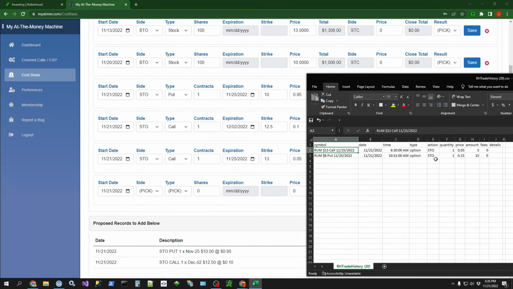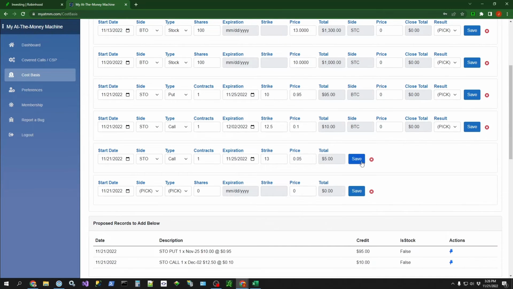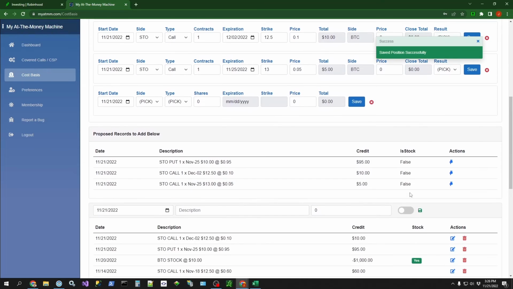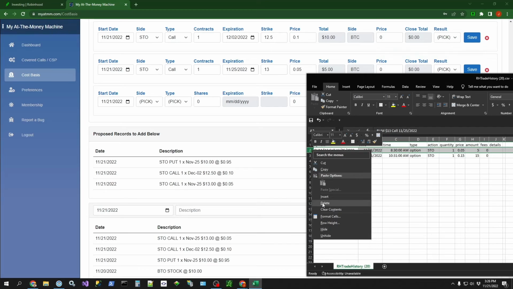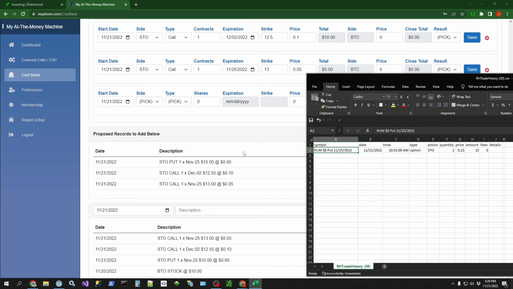Remember, Rumble or RUM only moves in nickel increments. That's why the numbers are like that and not some oddball number. That's actually kind of what made it hard to get it filled too. And I trade Rumble because I like Rumble. Always a fan of free speech.